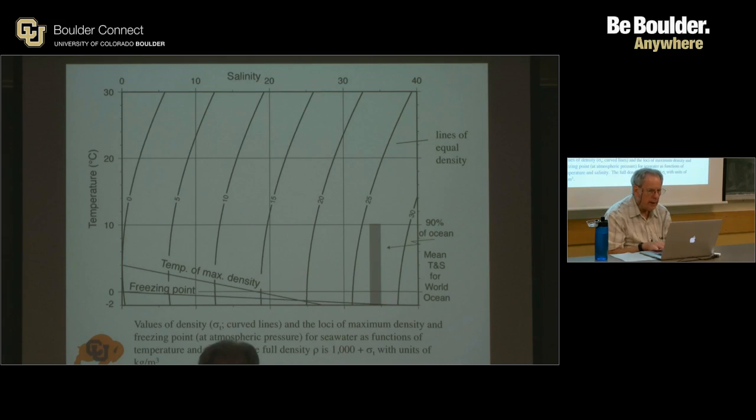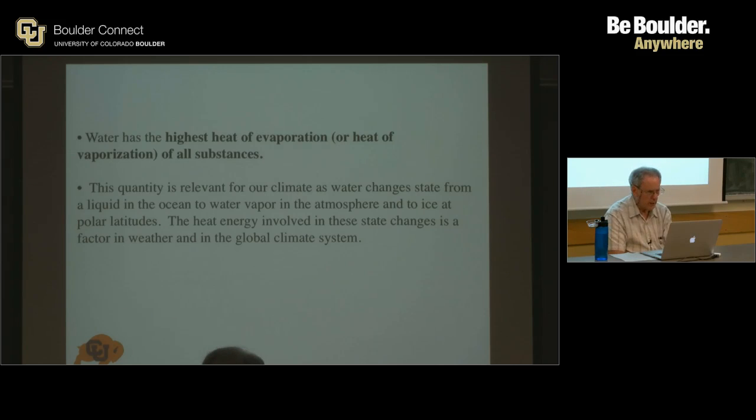Important to note on this diagram, there's a crossing point here too, the temperature of maximum density and the freezing point. So it's going to be important when we look at areas where water freezes, okay? Because if it had to keep turning over, you'd never really freeze the ocean because it's deep enough. But it doesn't, it only has to freeze the surface. This is one you probably don't think about. Water has the highest heat of evaporation or heat of vaporization of all substances.